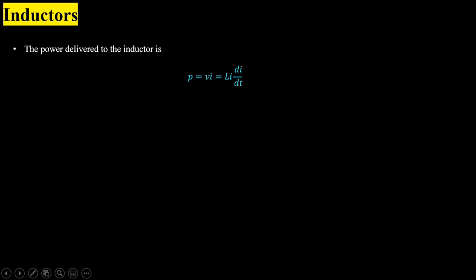Now the power delivered to an inductor is equal to the product of voltage across the inductor and current flowing through the inductor, or it will be equal to the inductance of the inductor multiplied by the current flowing through the inductor and the rate of change of current.